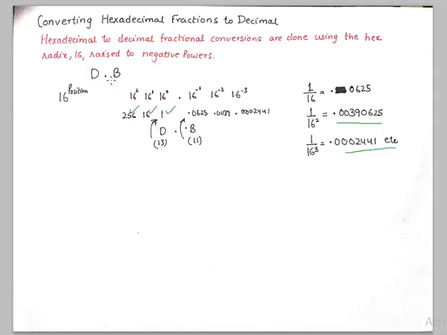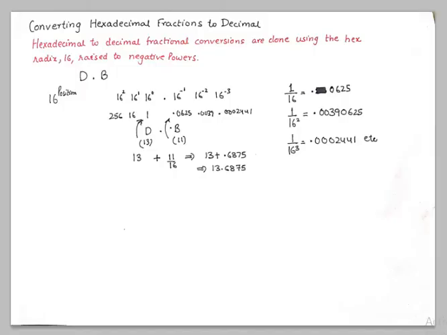So the fact of the matter is B is on the right side of the point, so B will be multiplied by 16 raised to the power minus 1, which is 0.0625, which gives us 11 multiplied by this number gives me 0.6875, and the total number becomes 13.6875. So that is how you convert a hexadecimal fraction to decimal.